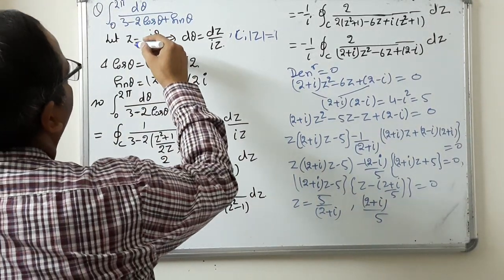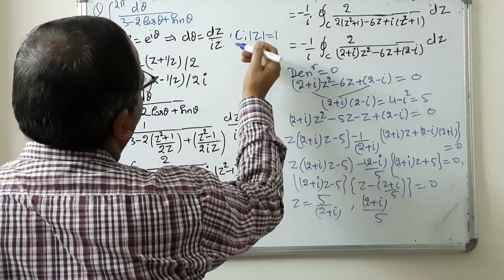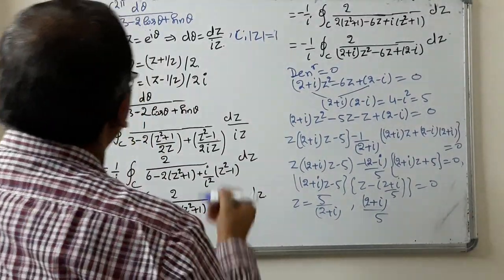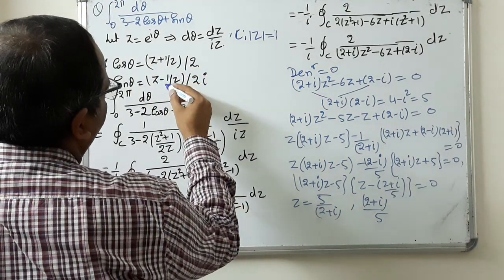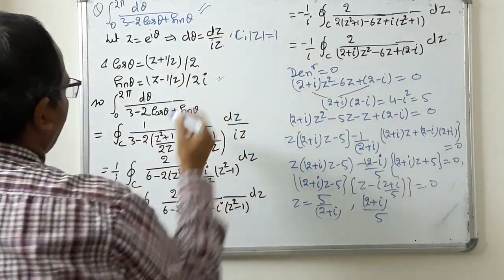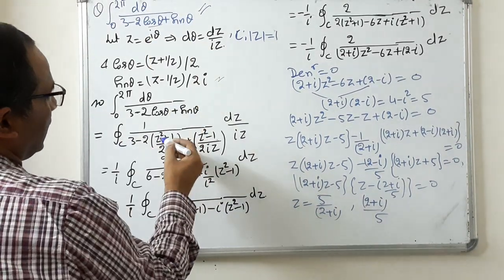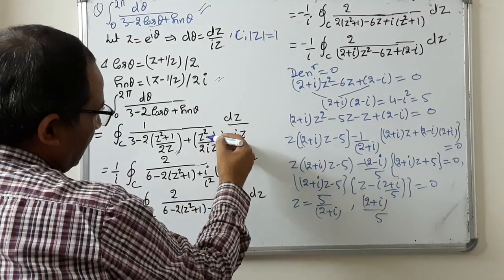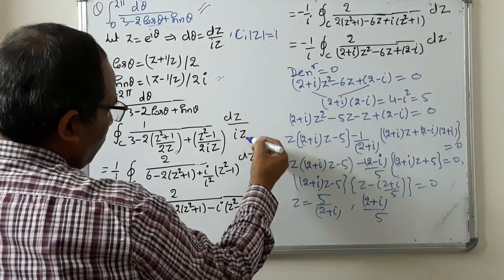So here we take again z equal to e^(iθ). So we can write dθ is equal to dz upon iz. So we can take C as modulus of z equal to 1. Right? So cos θ can be written as (z + 1/z)/2, and sin θ can be written as (z - 1/z)/2i. Put the values in this given integration. We get the integration over C of 1 upon 3 - 2 times the value of cos θ, (z² + 1)/2z, plus the value of sin θ, (z² - 1)/2iz, and the value of dθ is equal to dz upon iz.